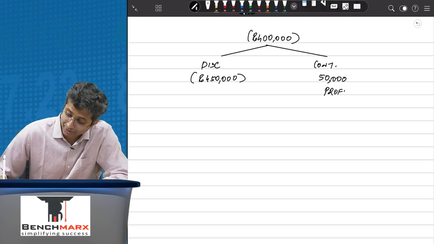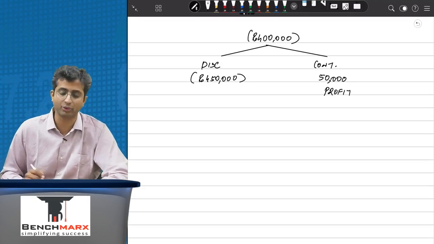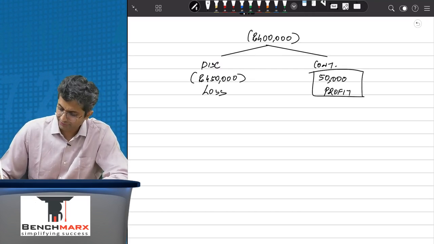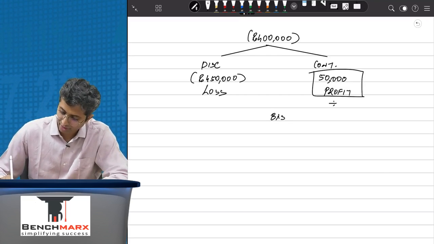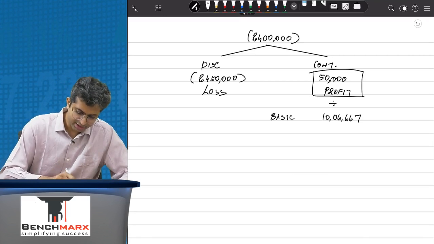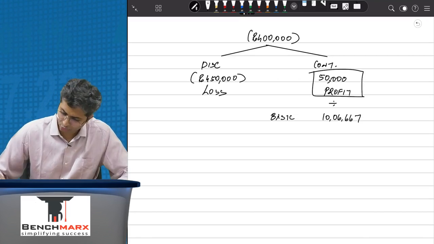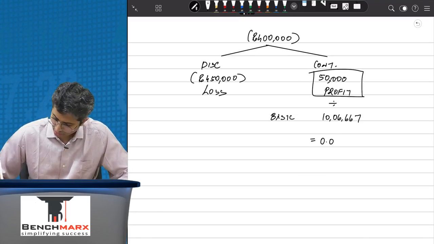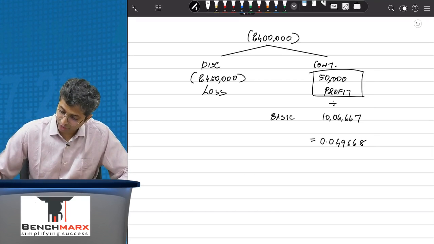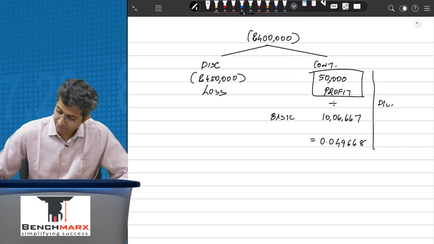If there is a 50,000 profit, only then is the net loss 4 lakhs. If there's a 4,50,000 loss on the discontinued operation, and if there's a profit of 50,000, and if I have to calculate the EPS from continuing operations, so your basic EPS from continuing operation, you will divide this by 10 lakh 6,667. So this is 50,000 divided by 10 lakh 6,667, which will come to, let us say, 0.049668.